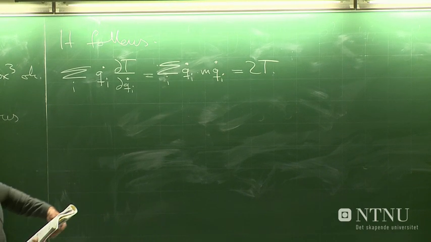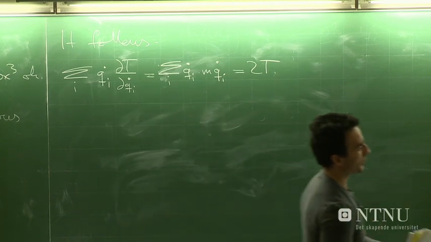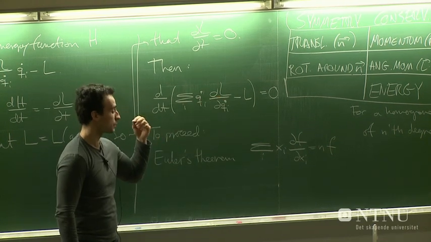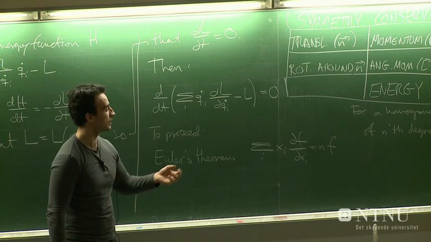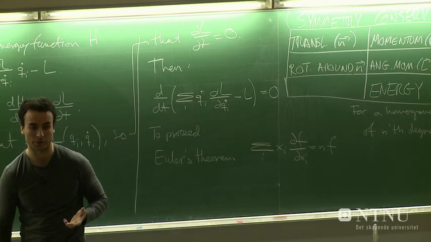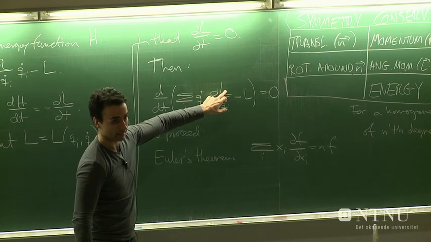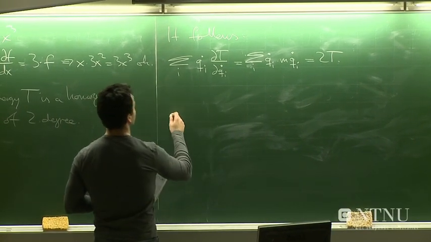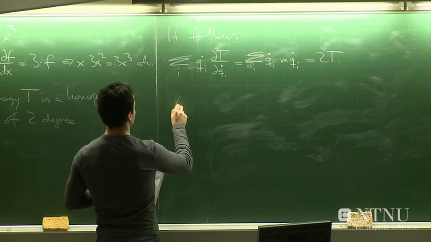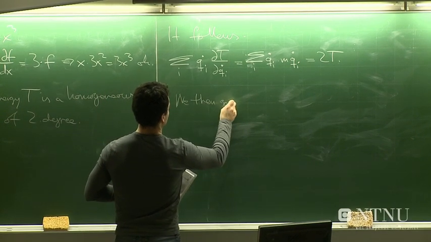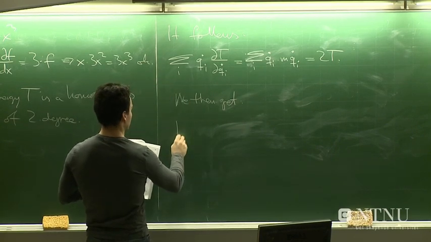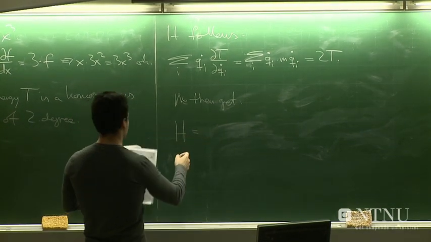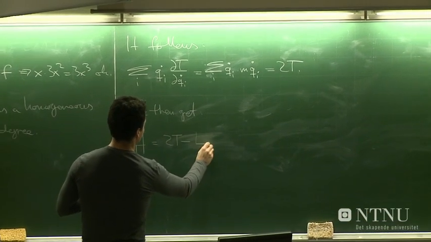All right, let's now use this result in our equation over here. Keep in mind that the potential energy in the Lagrangian is independent of q dot, since we assume that it's only dependent on position. So we can replace L here with T, and therefore make use of this relation. Then the energy function h should be equal to 2T minus L.